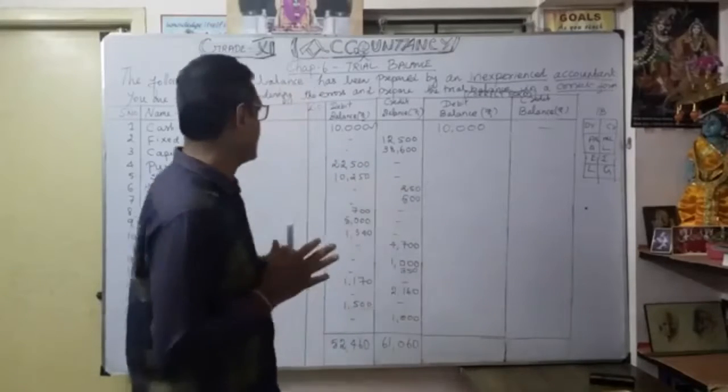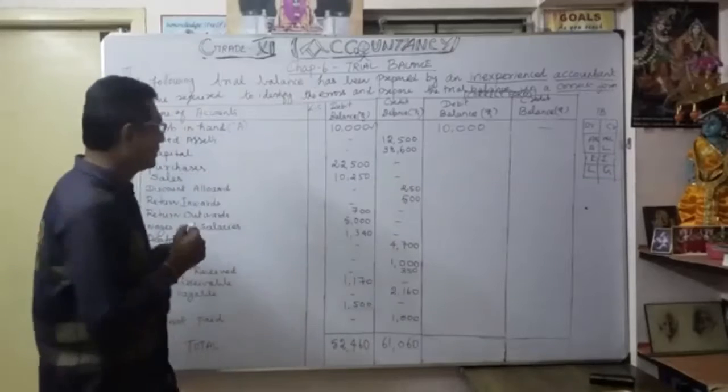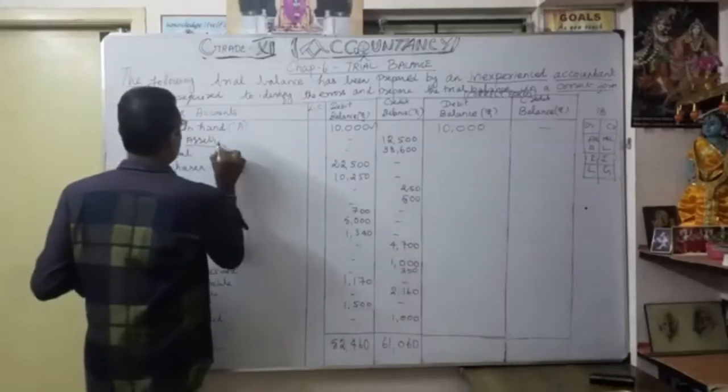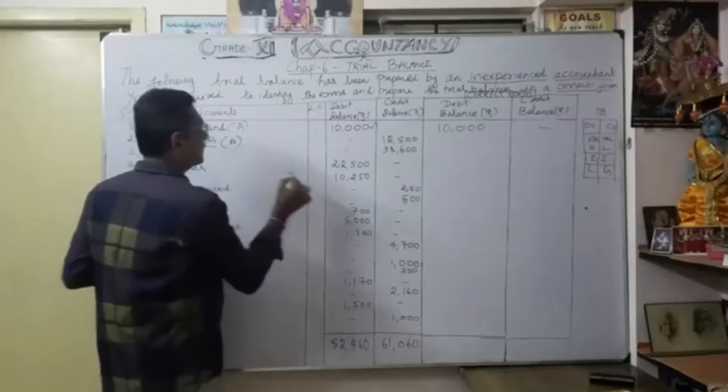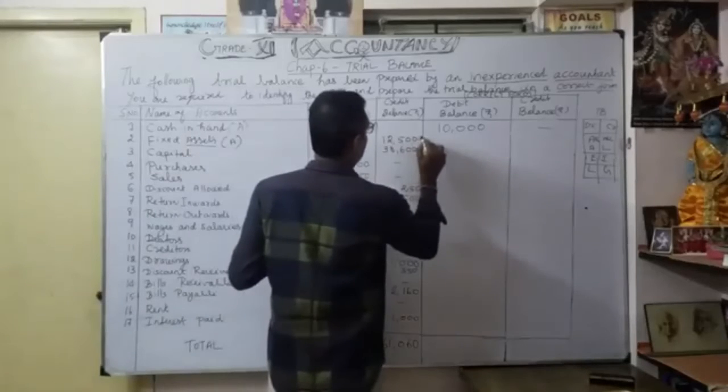Now, the second one: fixed assets. As you know, they have clearly given assets. So what is it? Assets. But where did they write it? They wrote it as a credit balance. So it is wrong.